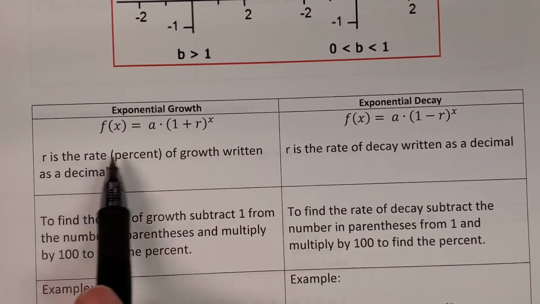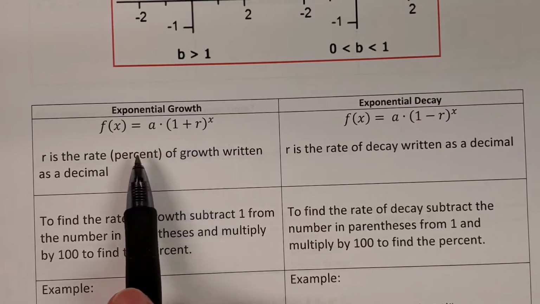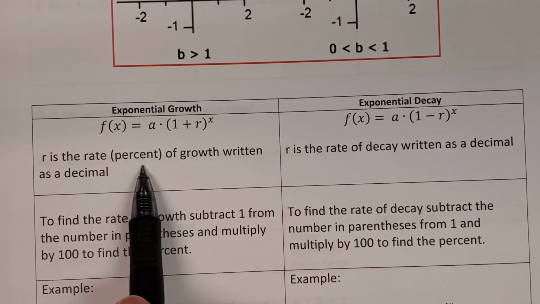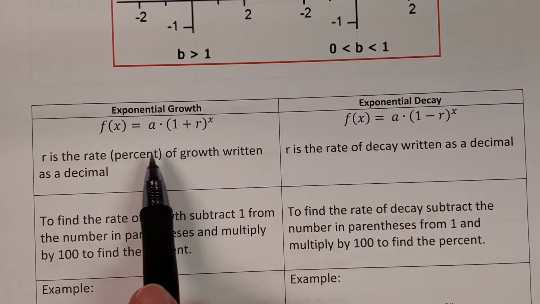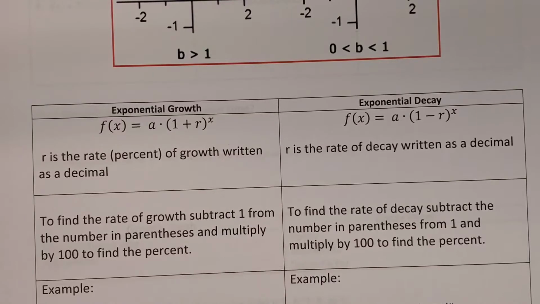So the rate that you see here is going to be a decimal, but we can change it to a percent, and sometimes you have to. So we're going to talk about the difference between the decimal rate and the percent. The decimal is what we use in our calculations, but if you went to the store or were talking to someone about the growth rate, you might say it's growing at 2%. You might use that terminology instead of 0.02.